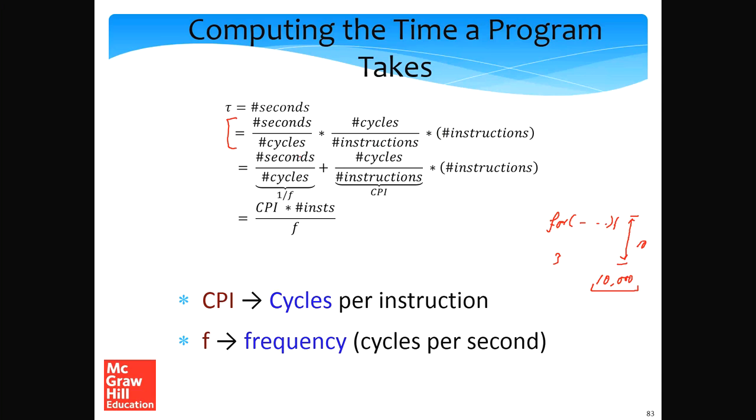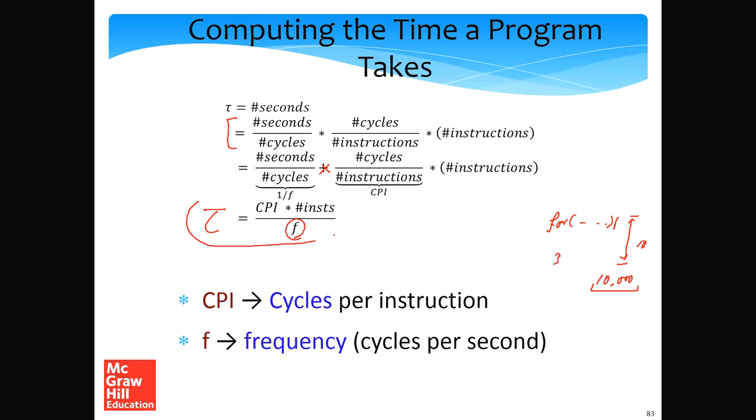It's a simple algebraic thing that we have done here. The number of cycles will cancel out and the number of instructions will cancel out. Oops, sorry, this should be a multiplication over here. So number of seconds divided by number of cycles is actually 1 by the clock frequency, because the clock frequency is the number of cycles per second. So this is 1 by f, so f comes in the denominator here. The number of cycles divided by the number of instructions is called the CPI, cycles per instruction. This is very important. And the number of instructions we'll refer to as num_insts. So pretty much the time that a program takes is CPI, the number of clock cycles per instruction, multiplied by the total number of dynamic instructions in the program that the processor sees, divided by the frequency.